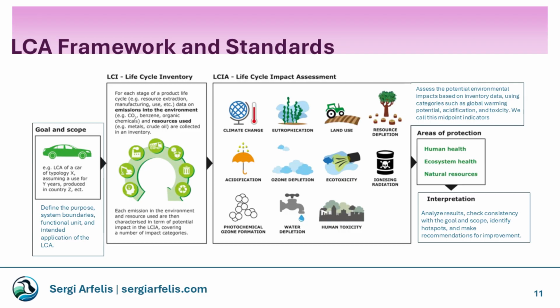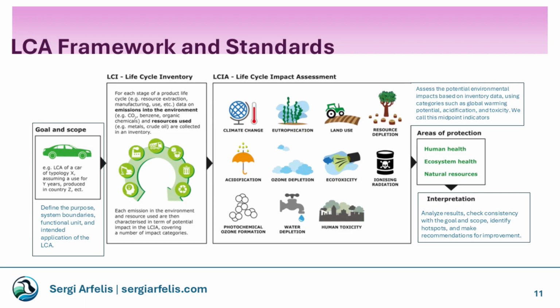Life cycle inventory. Next, you collect data on everything that goes in and out of the system you've defined. In the office building example, this means gathering details about all the materials used, like 5,000 tons of concrete, 2,000 tons of steel, and the energy required both for construction and operation. You also track outputs, such as emissions and waste. For instance, the construction phase might generate 3,500 tons of carbon dioxide equivalent emissions.